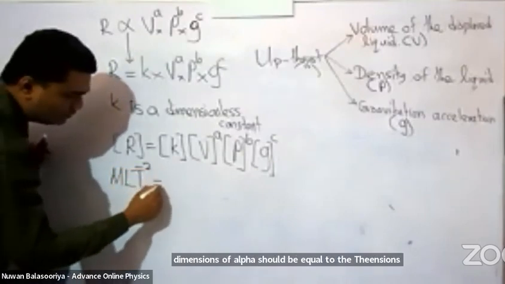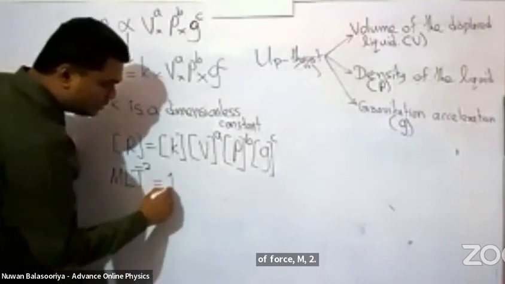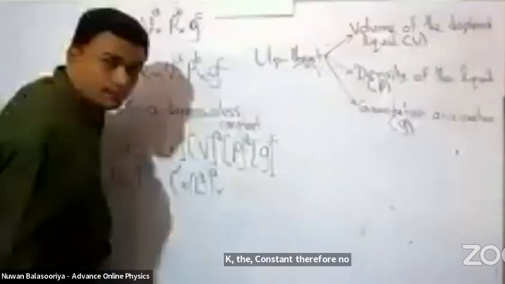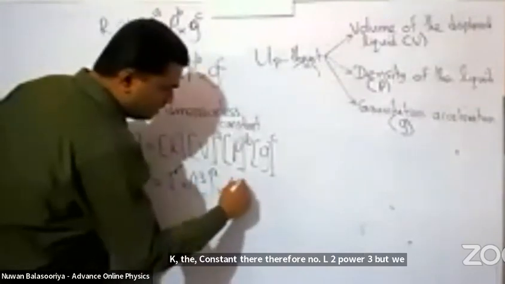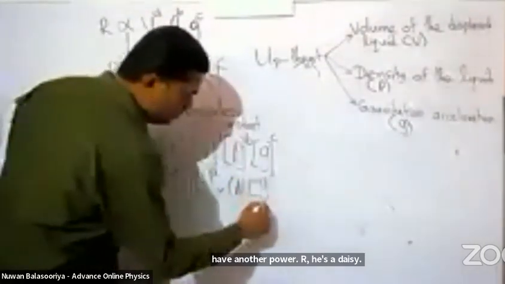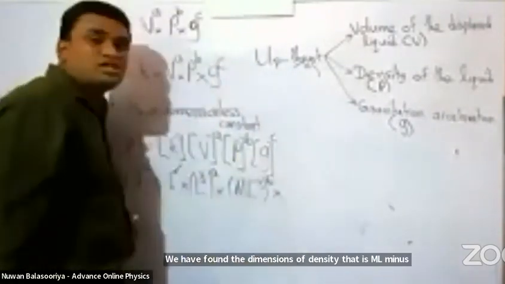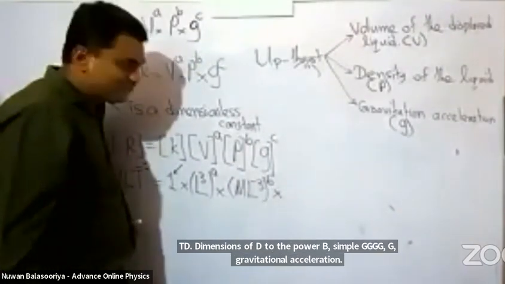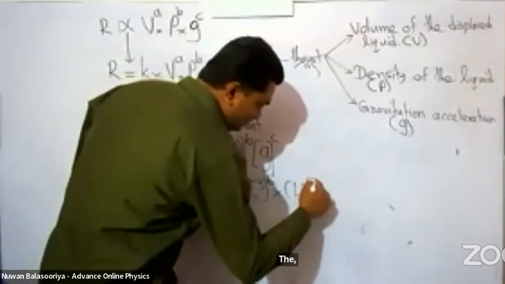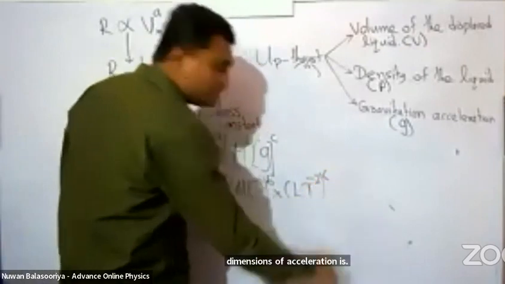MLT to the power minus 2. K is a dimensionless constant, therefore it has no dimension. V gives L to the power 3, but we have another power symbol A. Rho is the density. We have found the dimensions of density, that is ML to the power minus 3, to the power B. Simple G, gravitational acceleration, is acceleration. Therefore, the dimensions of acceleration are LT to the power minus 2, to the power C.